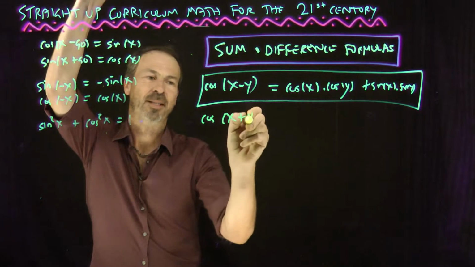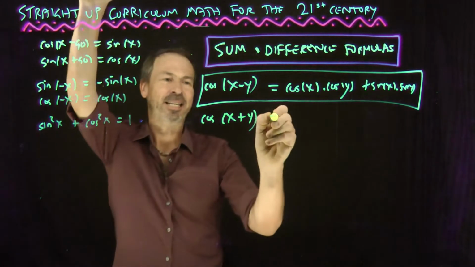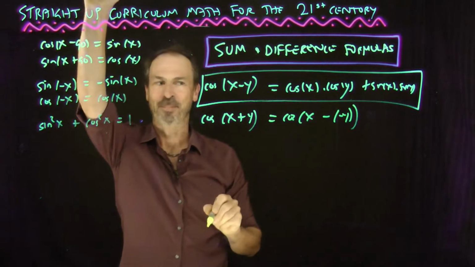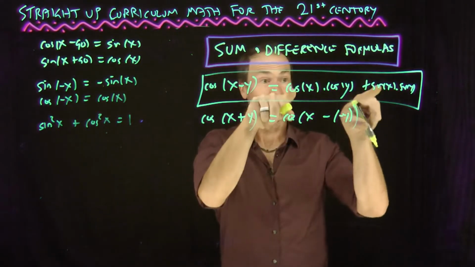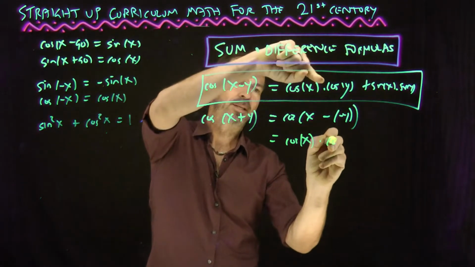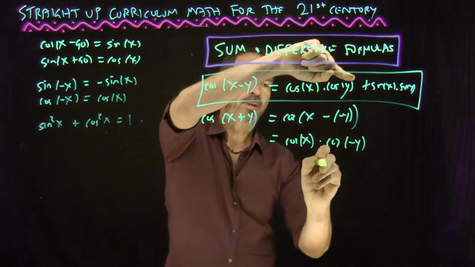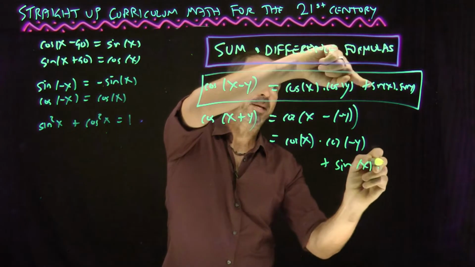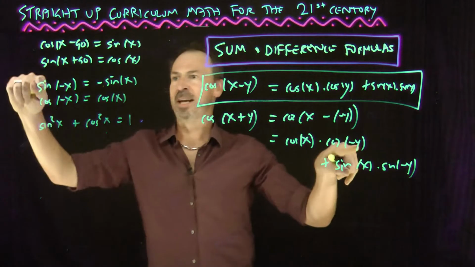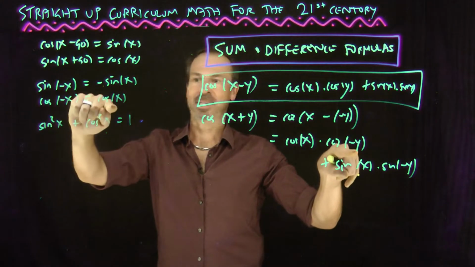Cosine of x plus y. Well, the key there is to think of that as cosine of x minus negative y. It's the same thing. In which case, now it's the difference of 2 angles. Just copy that formula. That'll be the cosine of the first angle, cosine of the second angle, negative y, plus sine of the first angle, and sine of the second angle, negative y. And I know what cosine of negative y is. Cosine of negative something just doesn't matter.